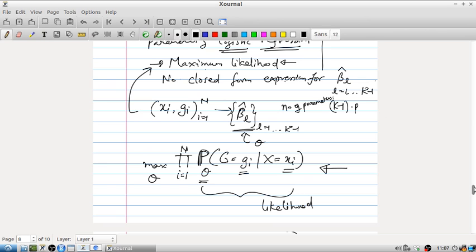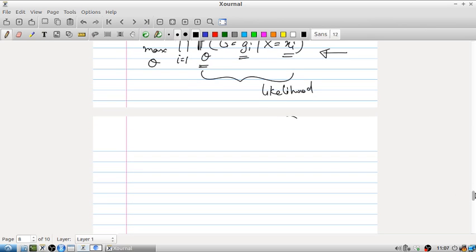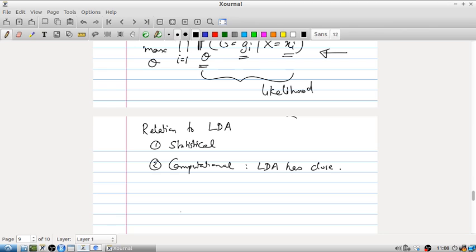Now let's come to the critical part. This may be boring to some of you who have already seen logistic regression, but these are the differences in relation to LDA. The first is going to be statistical, and the second is going to be computational. Computationally, both LDA and logistic regression estimate parameters through maximum likelihood estimation. It's just that LDA has closed form expressions.